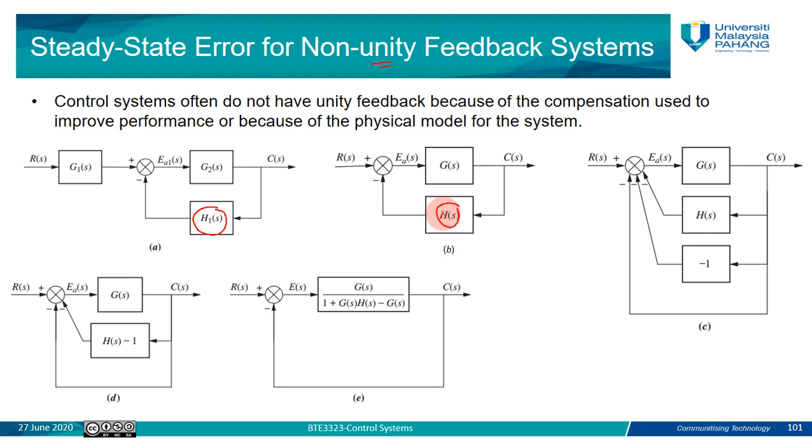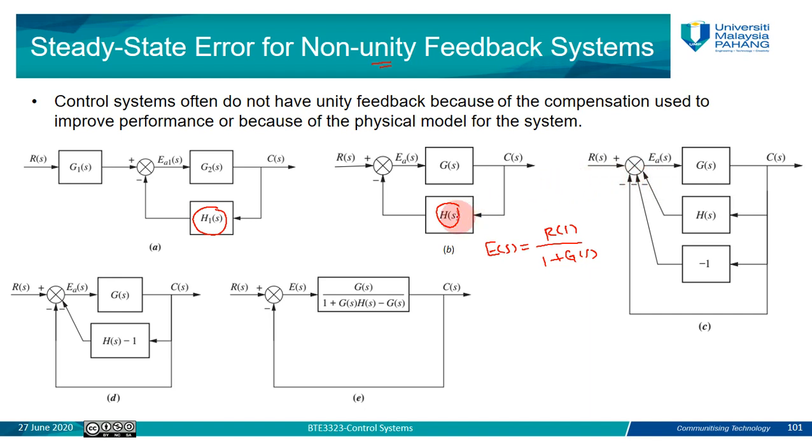So it's not easy to apply the formula that we have for E(s), which said E(s) equals R(s) over 1 plus G(s). This will not be applicable anymore. So in order to make it applicable, we must convert our system from non-unity feedback into unity feedback.